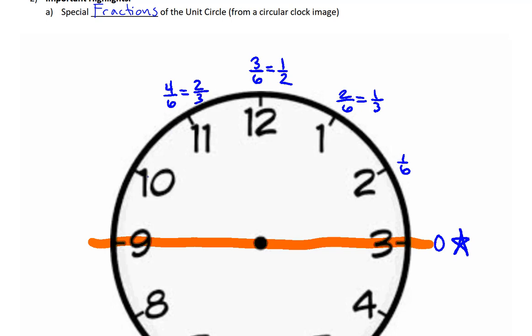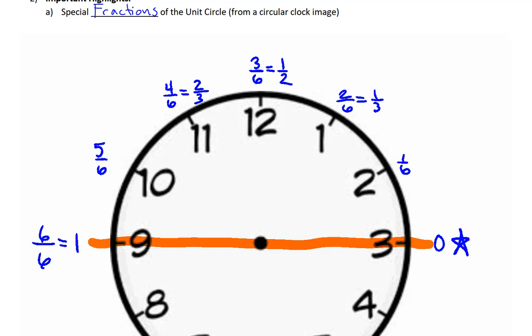If we kept going around to the 10, we would have 5/6, which can't reduce, so we'll leave it as that. And then all the way down to the left side where the 9 is, we would have 6/6, which, yes, is just 1. So what we're seeing here is a little odd because we don't normally do this with a clock, and that's understood.